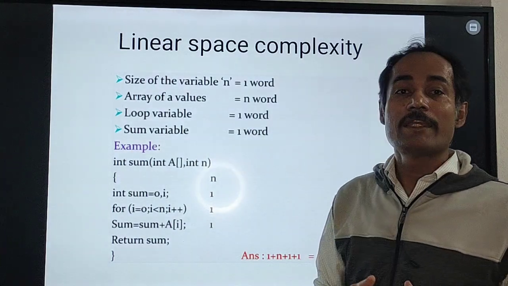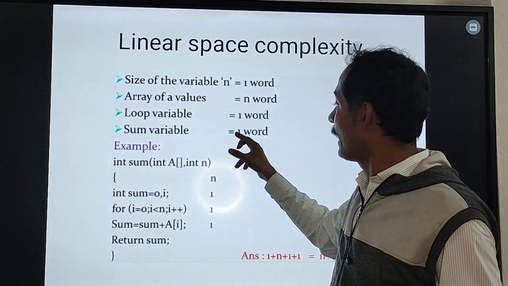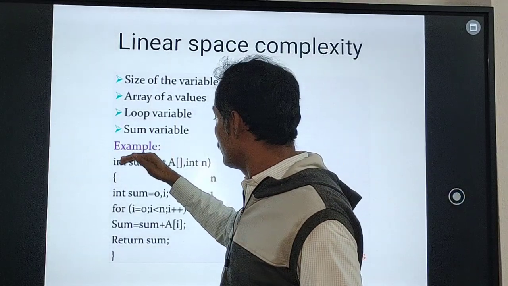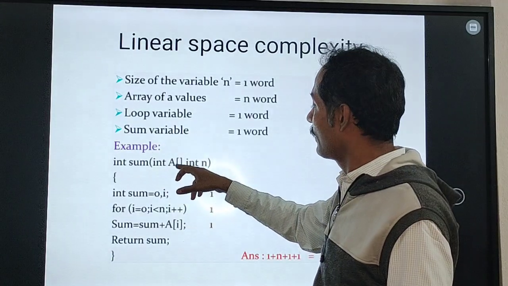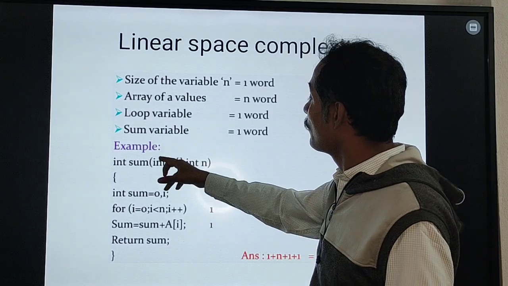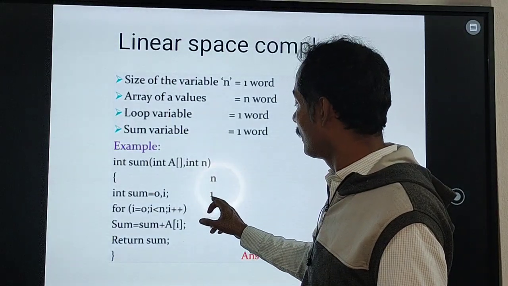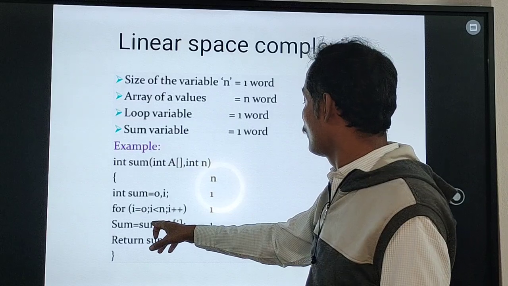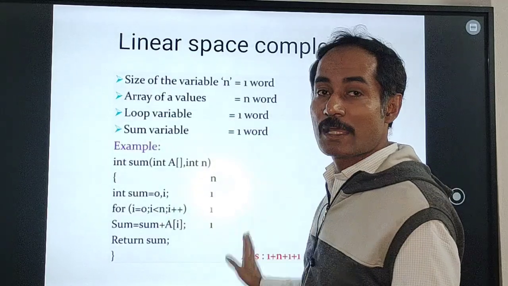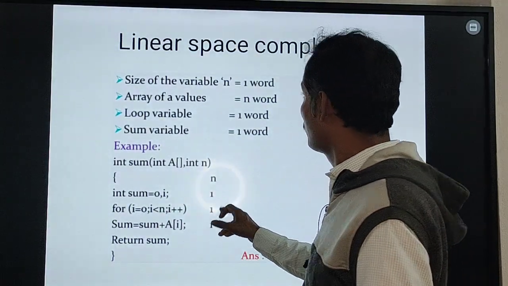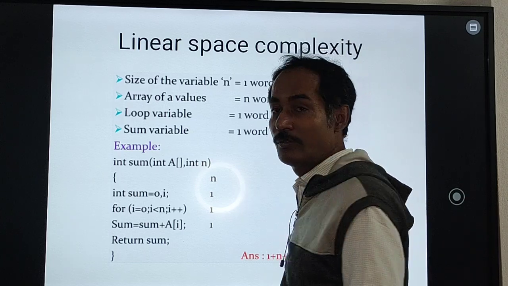And now the sum variable: if we are going to calculate the sum over a range, then for the sum variable we have to consider another word count. So consider this example: we are writing a function sum where the array is passed as a parameter, and an integer n parameter is passed as well. For the array, as we are considering n elements, n words are required. For the sum we consider another one, for the i another one. And we are returning the sum value. So how much is the space complexity here? 1 plus n plus 1 plus 1, so altogether n plus 3 words.